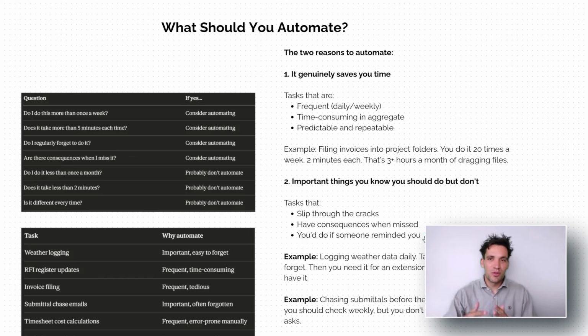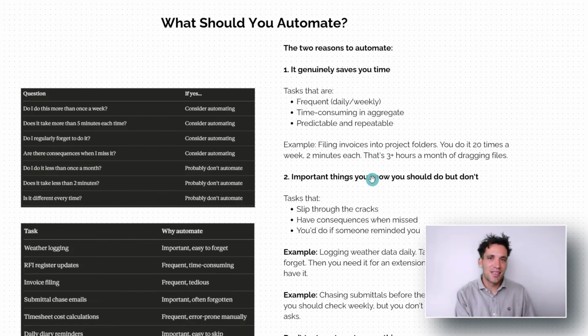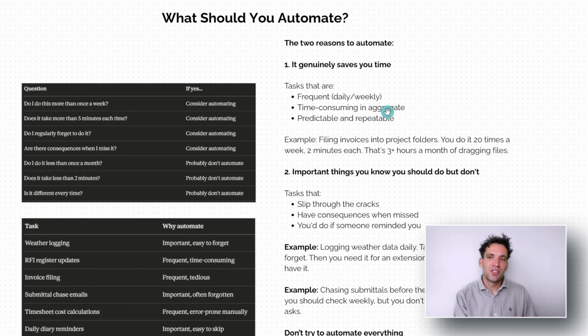Automations can be a little bit fickle. You have to check them. You have to set them up. It just genuinely doesn't make any sense to me because it's not really saving you any time. It's not a big time waster. So tasks that save you time generally tend to have some sort of recurrent frequency. For example, that might be daily or weekly. In aggregate, they're quite time consuming and they're predictable and repeatable.